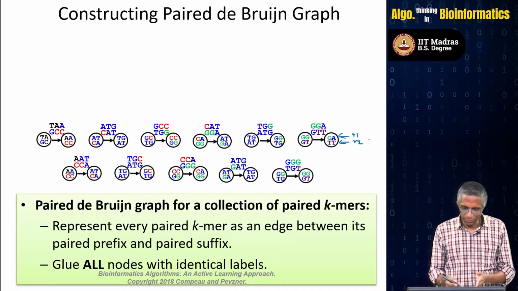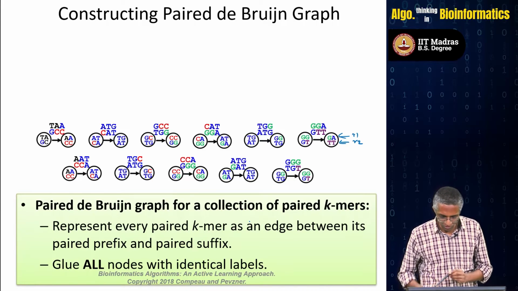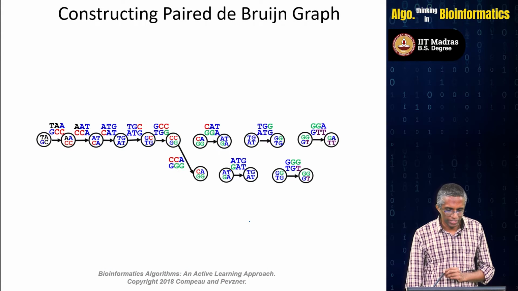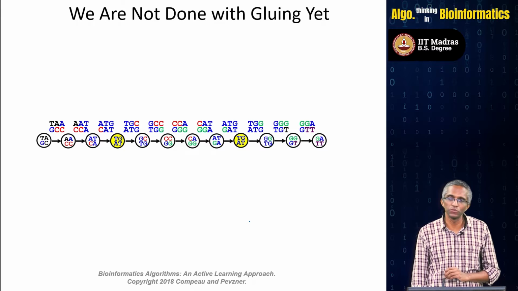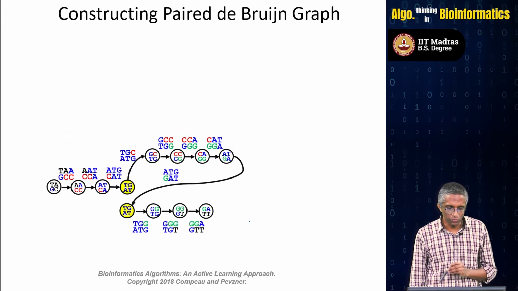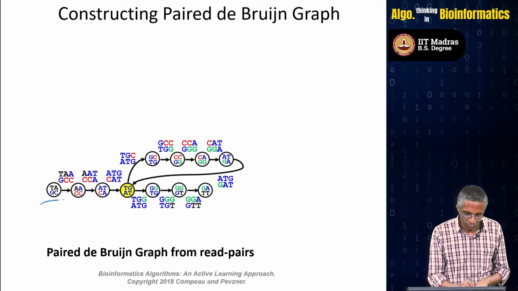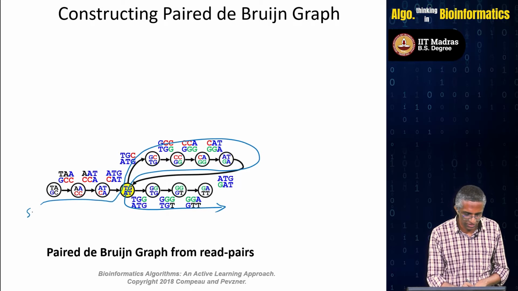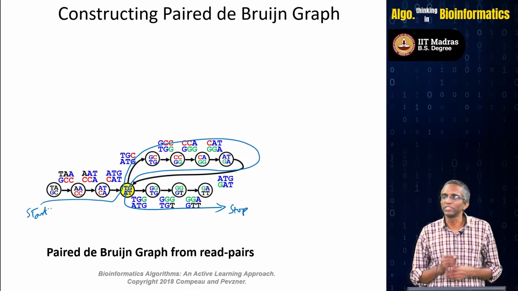So the paired de Bruijn graph is where you represent every paired k-mer as an edge between its prefix and suffix, and you glue all the nodes with identical labels. So here is some gluing that happens. This is the first level gluing, and the second level gluing is actually minimized if you use paired k-mers versus normal k-mers. There's only one gluing here we have to do, and then this admits only one Eulerian cycle, right? So you go through like this, and then you go down like this, and then you come back like this and go like this. This is the start, this is the stop, and that will give you the exact genome.